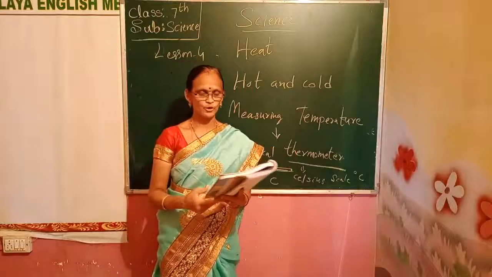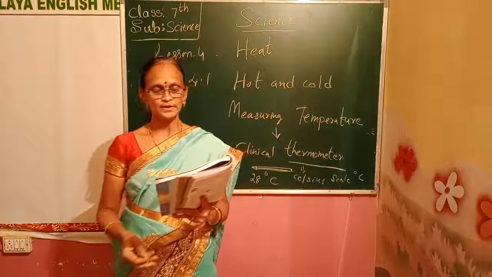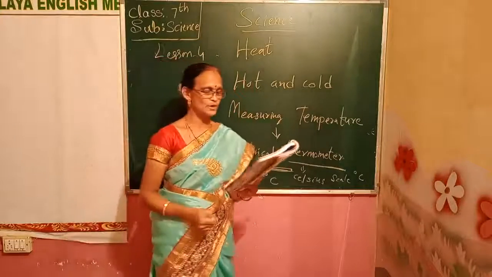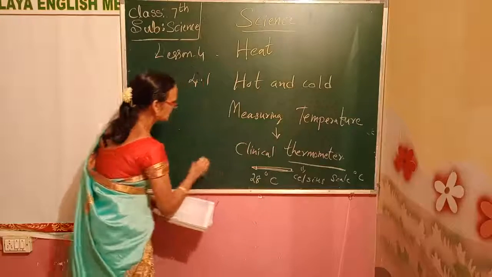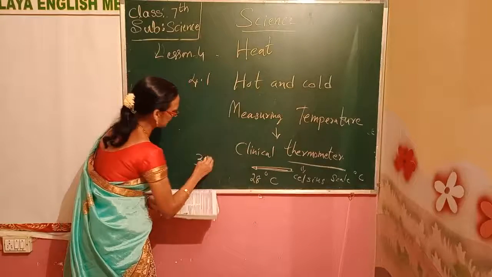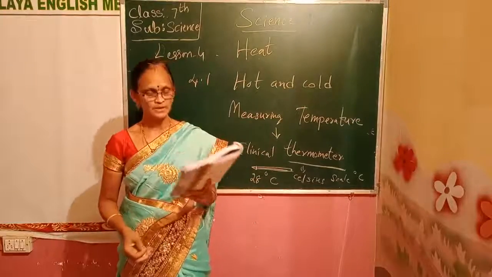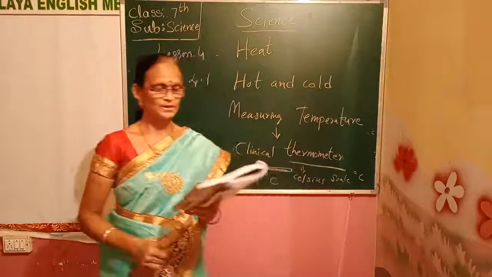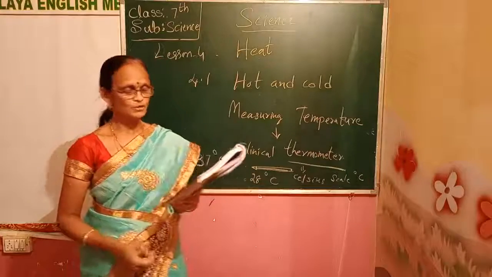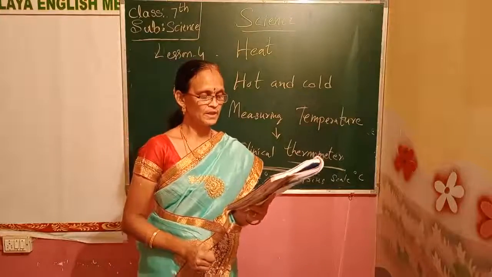What did you record as your body temperature? The normal temperature of the human body is 37 degrees Celsius. What is the normal body temperature? 37 degrees Celsius. Note that the temperature is stated with which unit?